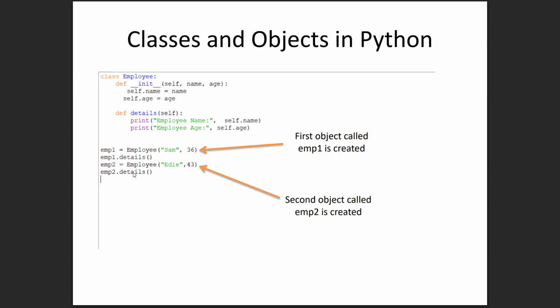Next, here I am creating another object. What is the name of the second object? Employee2. So employee2 is the second object. Here I am creating the second object called employee2 and calling the class name. Here I am using the class name Employee and I am passing two parameters because here we are using name and age. So according to that, we have to pass those. We have to pass name and age only. So whenever you call this, it will print: employee name is ED, and employee age is 43.